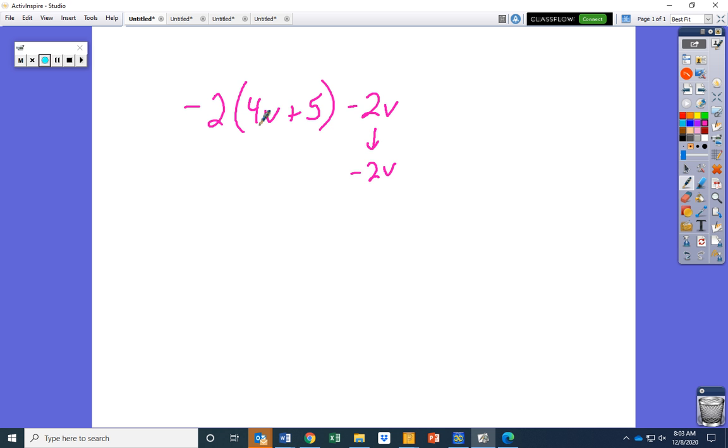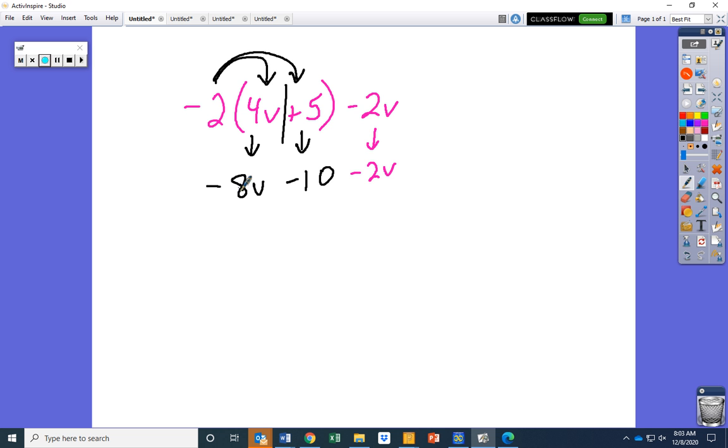Can I go ahead and get rid of these parentheses? The answer is yes, I can. So I'm going to separate these terms. When I say distribute, what does that mean? I'm going to take this negative 2 and distribute to everything inside these parentheses. What's negative 2 times 4v? Negative 8v. What's negative 2 times positive 5? Negative 10.